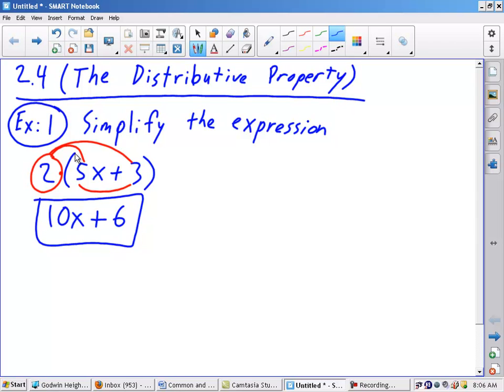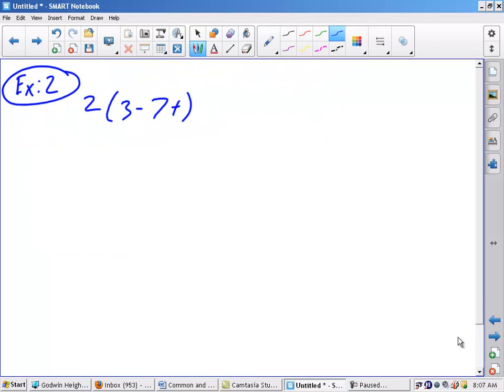Again, that's example 1. I simply needed to multiply 2 times the 5x to give you the 10x, and 2 times the 3 to give you 6. And that's my answer with the x being first. Okay, example 2, I have 2 times the quantity 3 minus 7t.